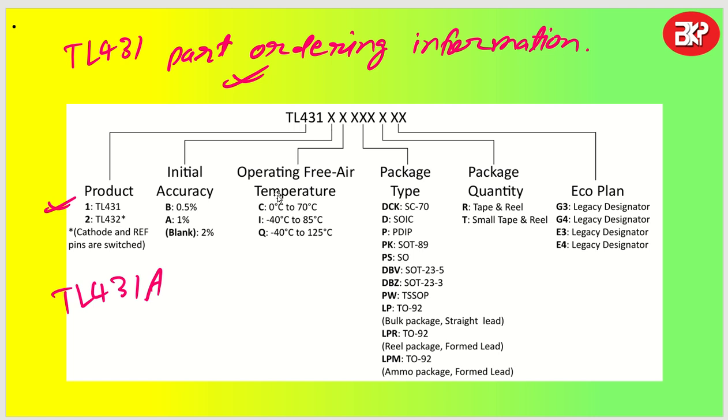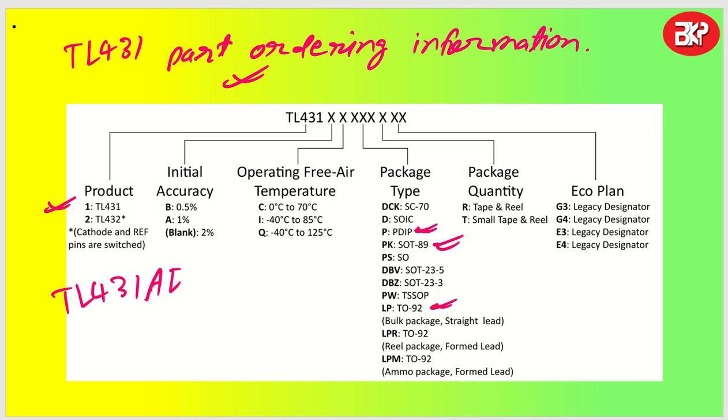If you want something in the middle, I will take it as A. Then the operating temperature range, like C or I. Let us say I want I, which is minus 40 to 85 degrees centigrade. Similarly, this 3 digit code defines your package type, like SC70 package, SOIC package, PDIP package or SOT89 package. All these are there. SOT89 or PDIP packages will be very good, sturdy packages, while SOT packages will have somewhat lower capabilities.